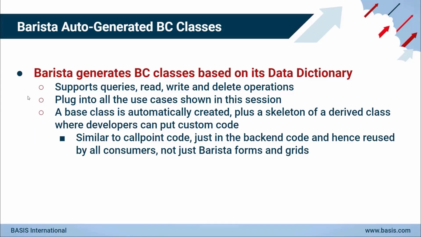If you're a Barista user, you can have Barista do the work of creating BC classes based on its data dictionary for you. The BC classes generated by Barista support queries, read, write, and delete operations. They plug nicely into all the use cases for BC classes that have been shown in this session. A base class is automatically created by Barista, and on top of that, you will find an empty skeleton of a derived class where you as a developer can put your custom code. This is similar to call point code, just in the backend and hence reused by all consumers, not just Barista forms and grids.